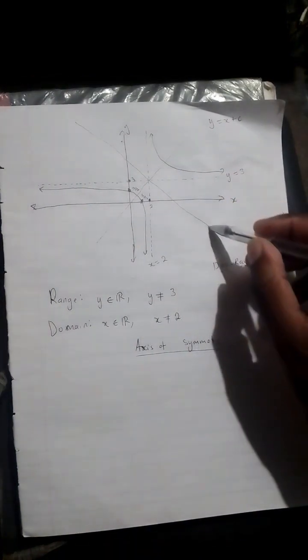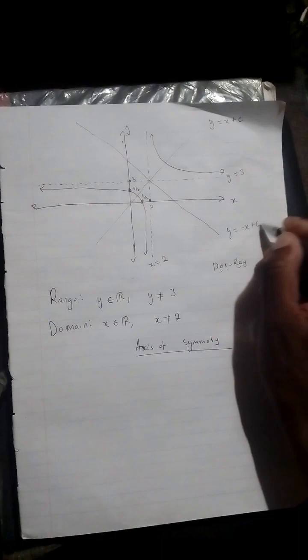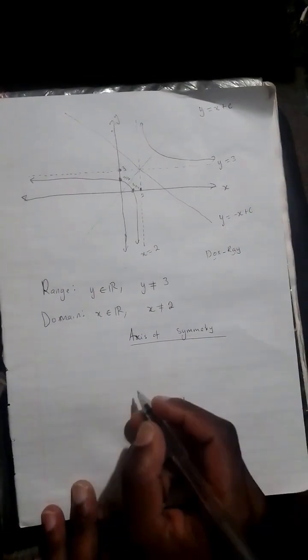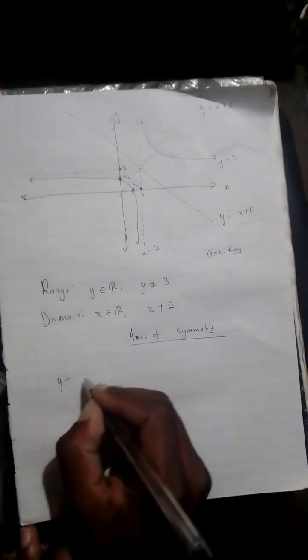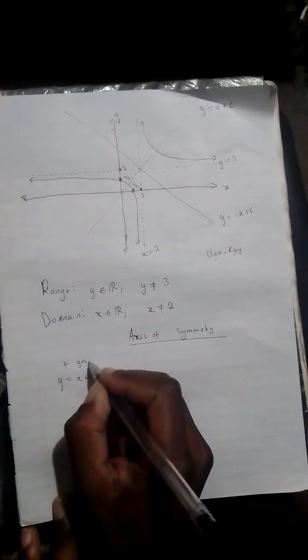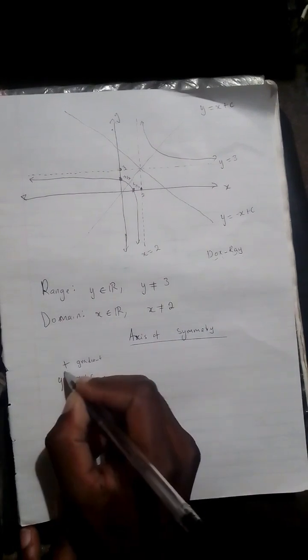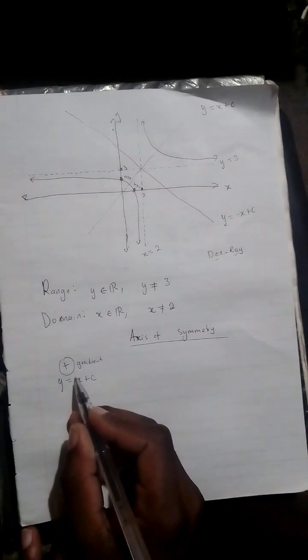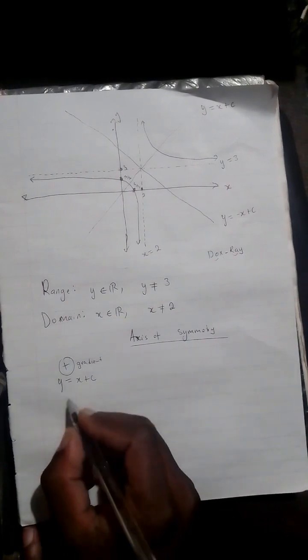It will also pass through the intersection of the asymptotes. So this one will be y equals negative x plus c. This one is going to have a negative gradient, right, because it's decreasing. So our task is to find the value of c. Let's find the equation of the axis of symmetry for the positive gradient, y equals x plus c. The gradient is always 1, so it's going to be positive 1, right?